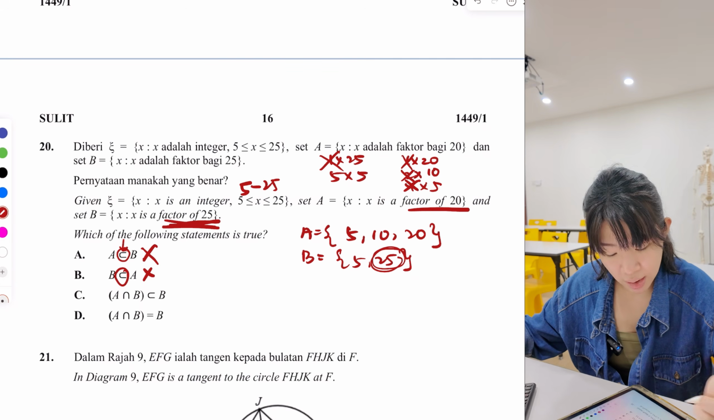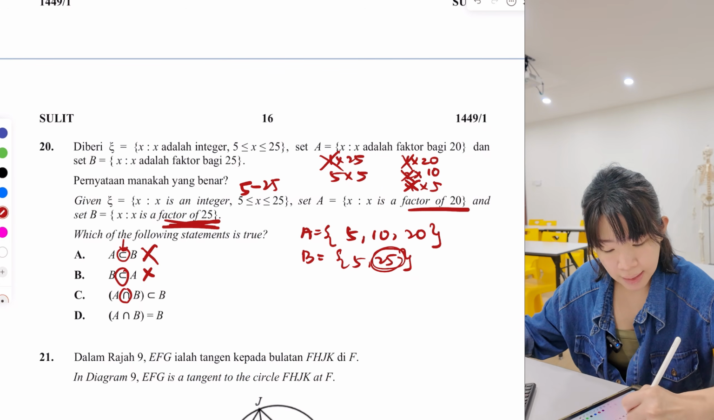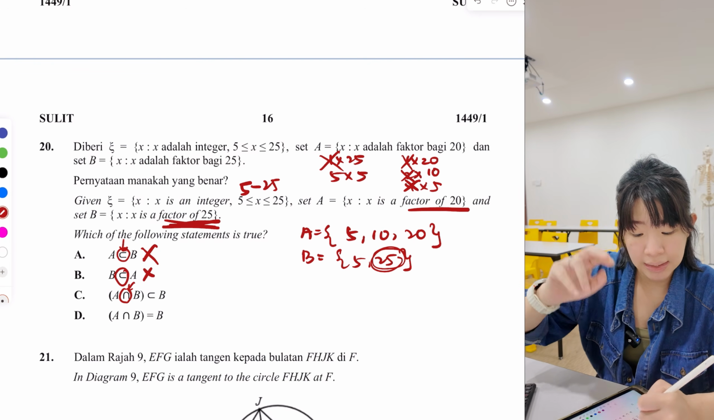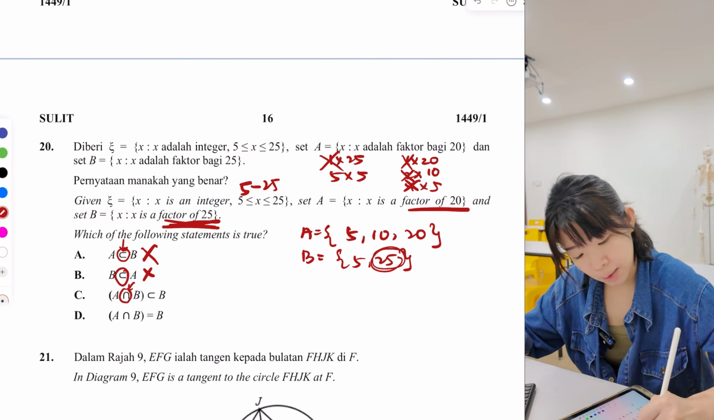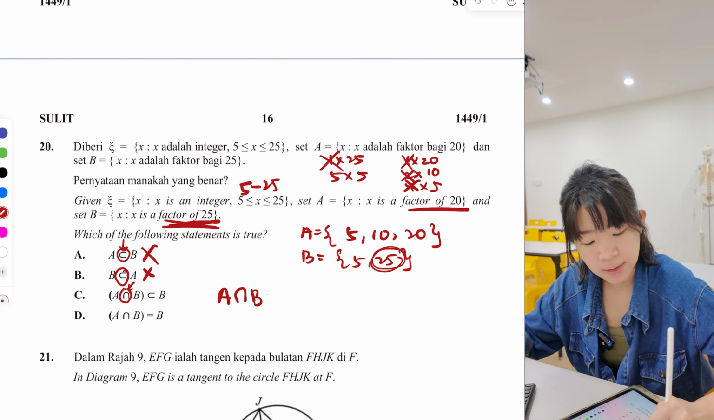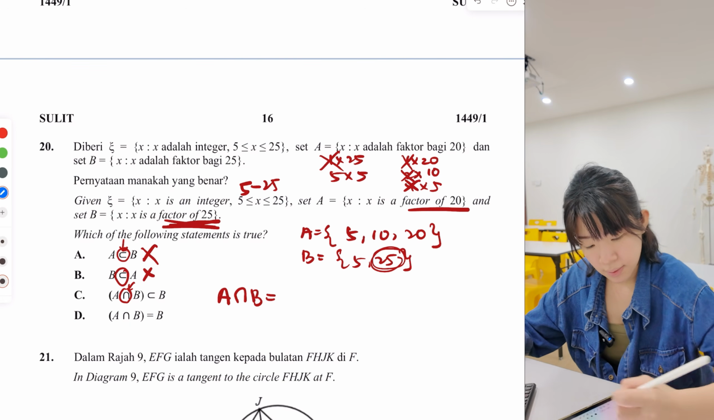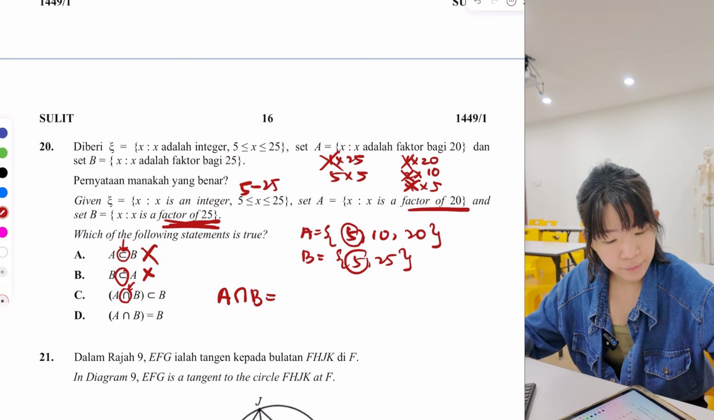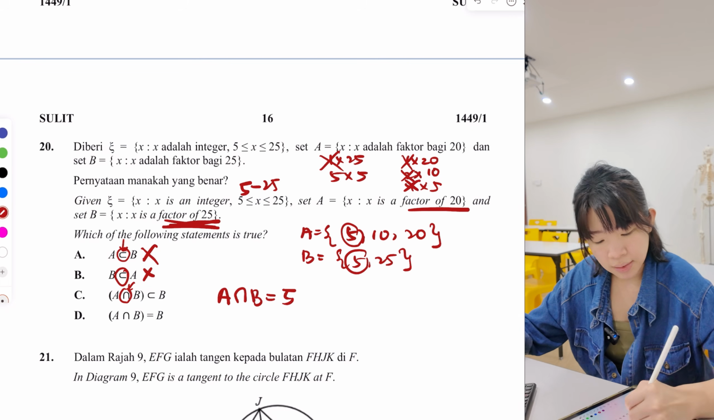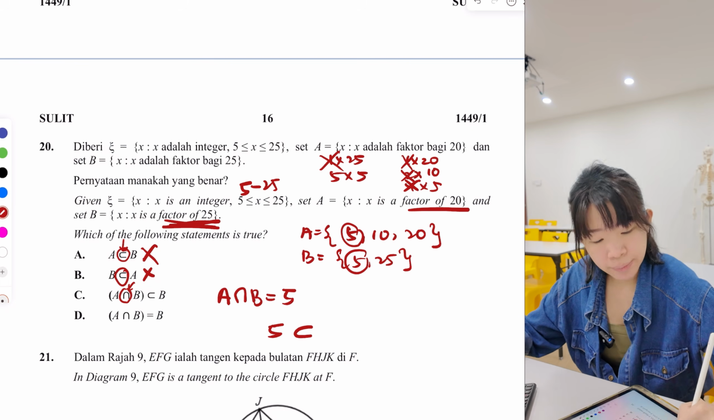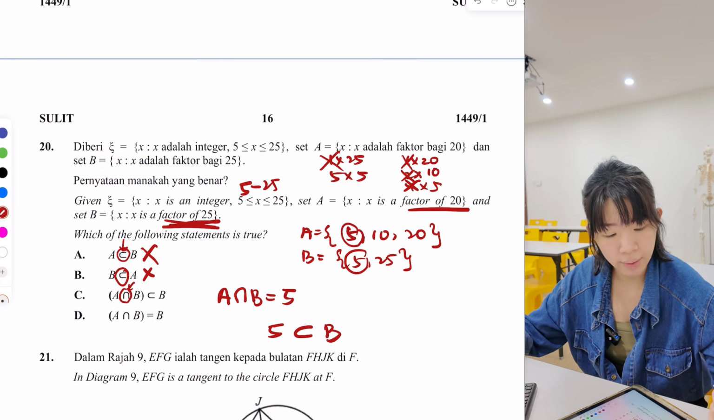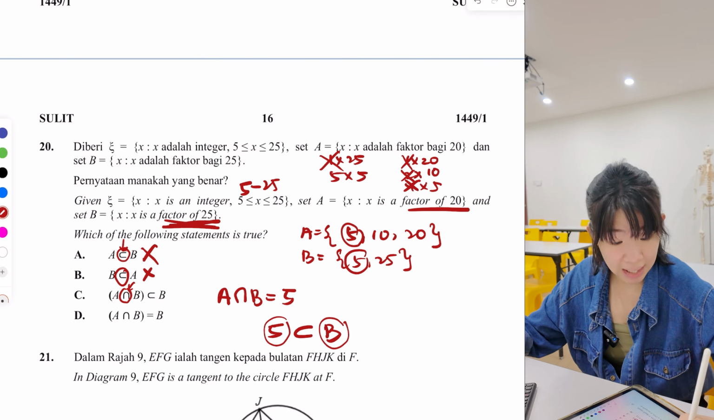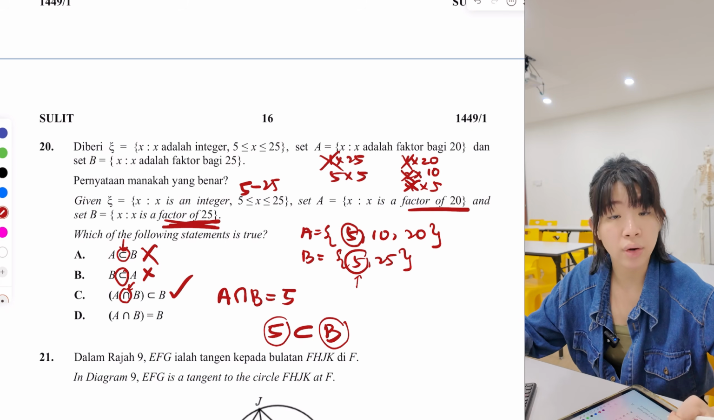How about C? A intersect B is a subset of B. This symbol means the things that are in both A and B. Let's see, what are the elements of A intersect B first? The element in A intersect B is 5 only, right? So this 5 is a subset of B. Is it correct? Can you find 5 in set B? Yes, there is. So this is correct.